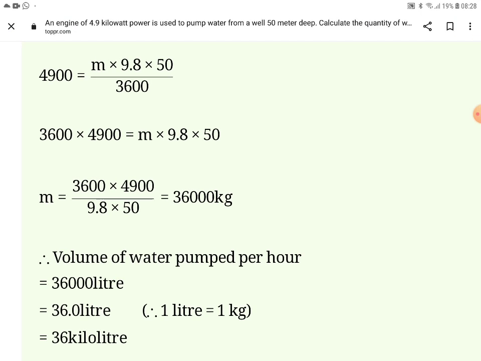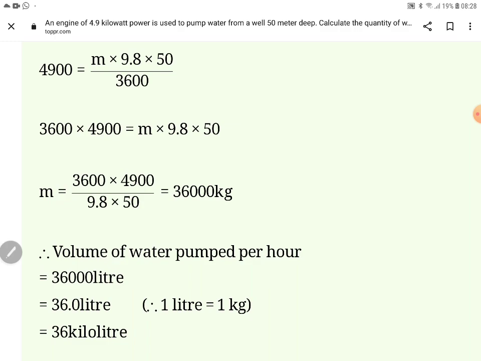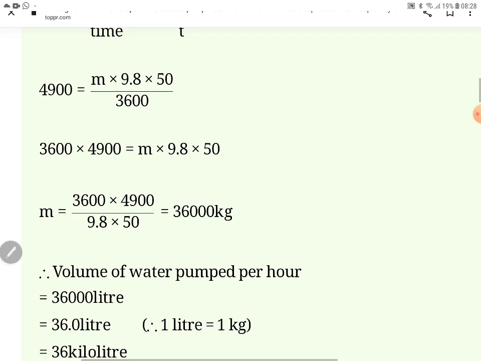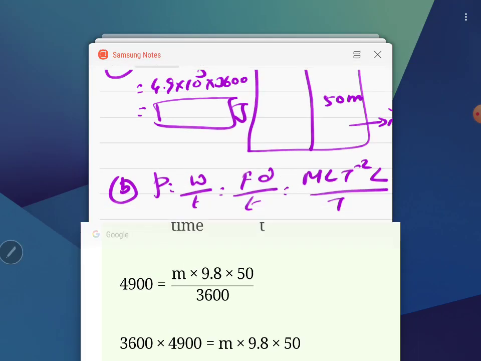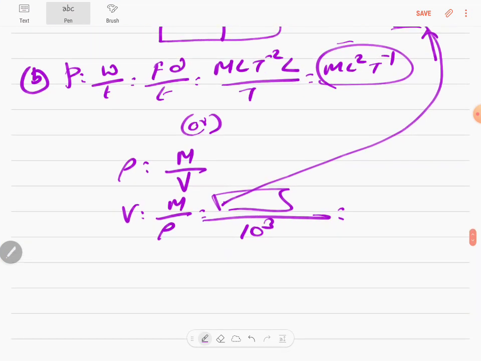So here it is. The volume of the water pumped out should be 36 kiloliters, or 36 times 10 to the power 3 liters. And the mass of the water is the same calculation that I said. Your answer has to be like this. Okay, so that completes the sum. So let's go to the next question.